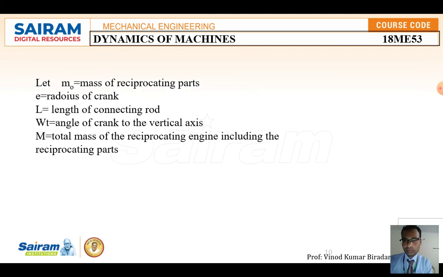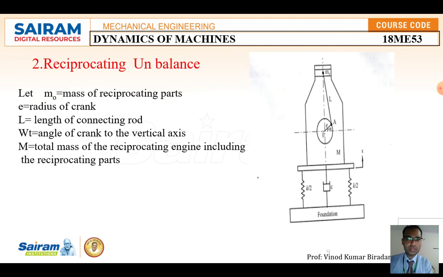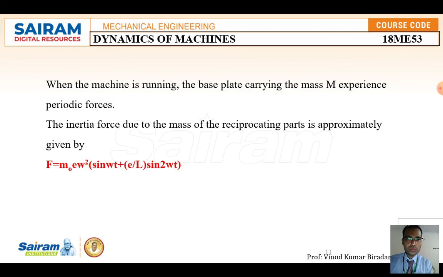When the machine is running, the base plate carrying the mass m experiences periodic forces. When you switch on the machine, it does not simply rotate, it undergoes to and fro motion. The inertia force due to the mass of the reciprocating part is approximately F equal to m naught e omega square times (sin omega t plus e by l sin 2 omega t). Here 2 omega t is twice the crank angle.